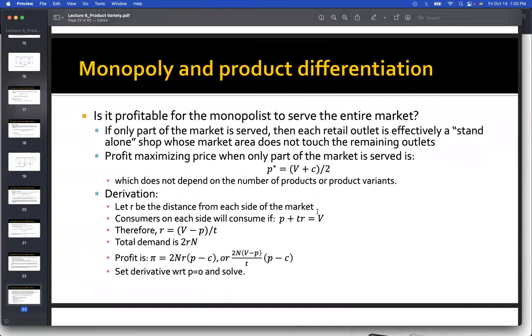Okay, so remember we've established, or we've assumed, that you wanted to actually serve the entire market and merely partition the entire market based on the number of stores. Now, if only part of the market is served, then each retail outlet is effectively a standalone shop whose market area does not touch the remaining outlets. Which means there are some parts of the street which are not served.